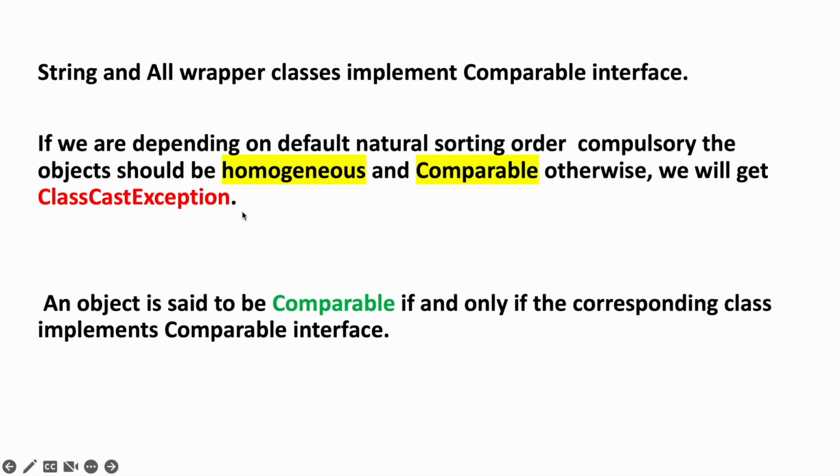An object is said to be comparable if and only if the corresponding class implements the Comparable interface. So String, Integer and all wrapper classes internally implement the Comparable interface. That is the reason we are happily able to sort here. StringBuffer does not implement the Comparable interface. That is the reason we get that ClassCastException. So this is all about the Comparable interface and other examples for it. So this is all about this video.